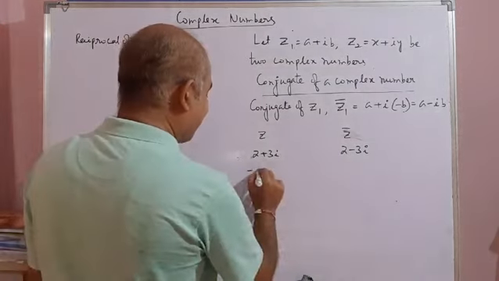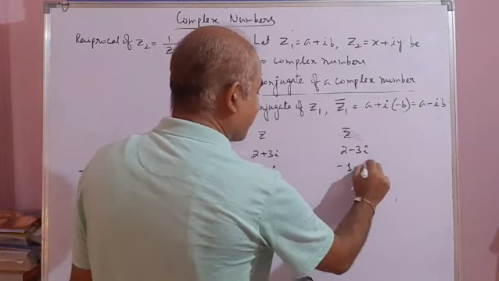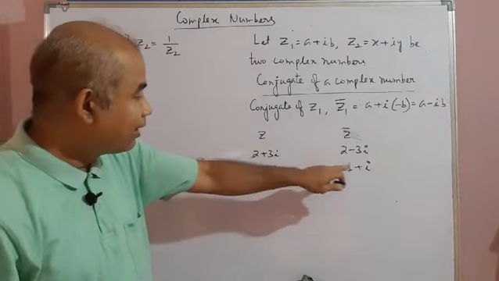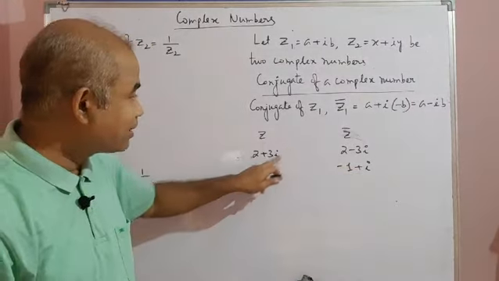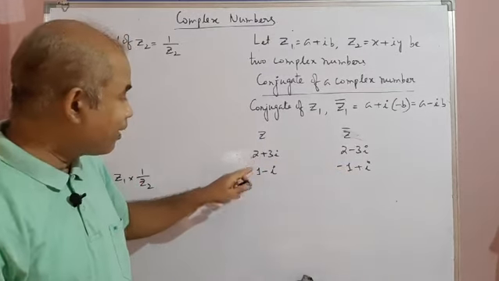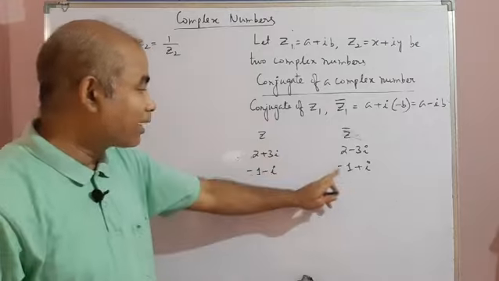If Z equal to minus 1 minus i, Z bar equal to minus 1 plus i. One thing you have observed, I just change the sign of the imaginary part only, from plus to minus, from minus to plus. The real part, the sign will remain same. Don't write minus 1 minus i as plus 1 plus i.